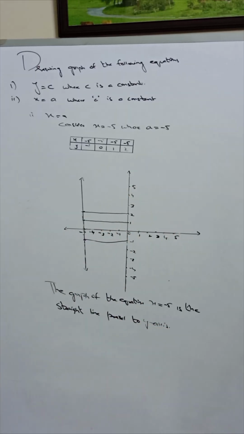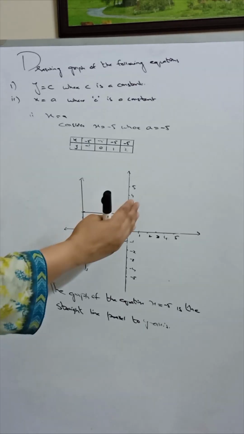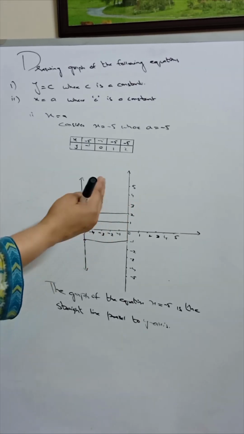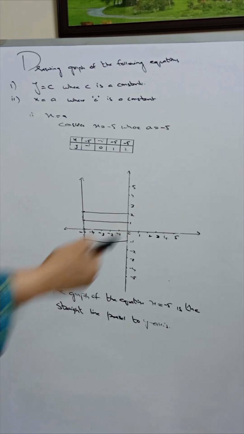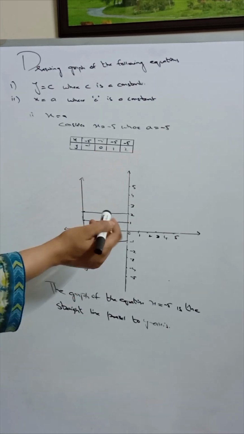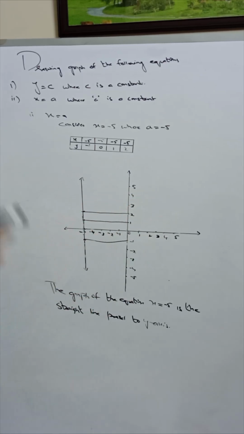It is not always that we get a line parallel to the x-axis or parallel to the y-axis. This does not always happen. We will also get lines with a slope, and lines that don't touch the origin. We will do questions on it.